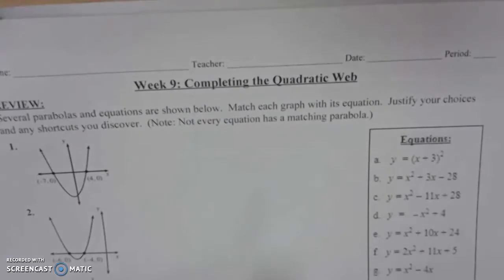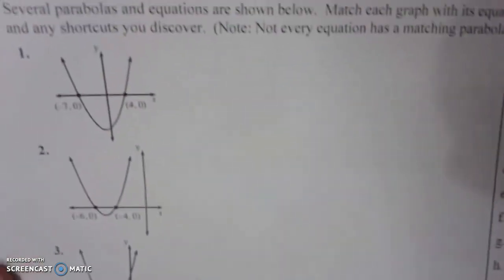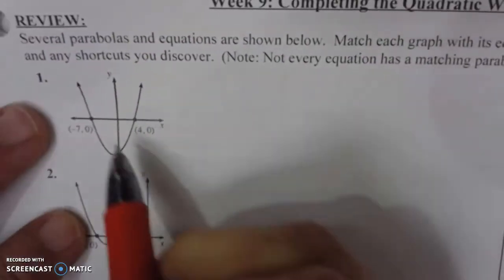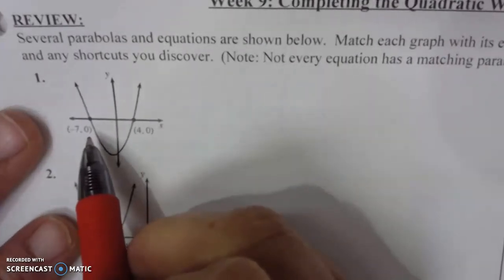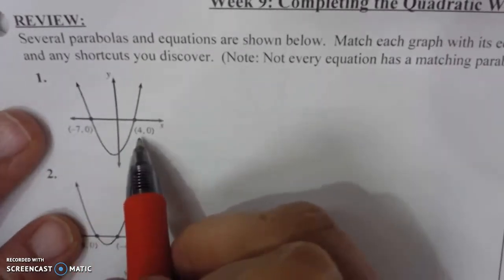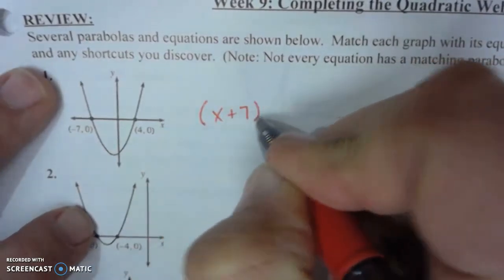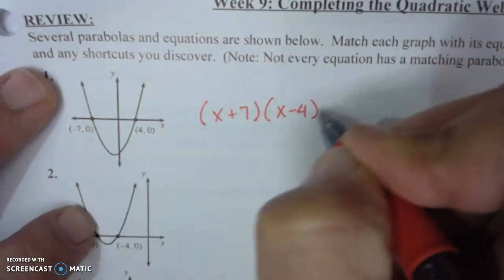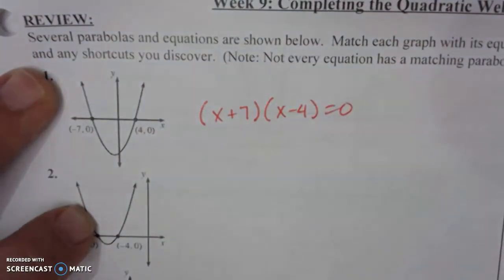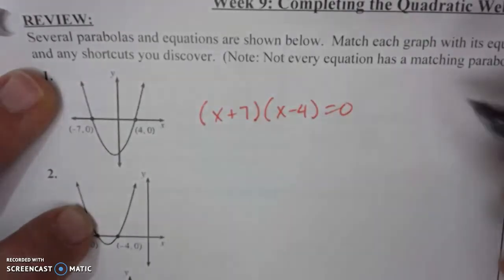And the best strategy is to look at each equation closer. Now you see that this y-intercept is -7 and a +4. That means you do the opposite. X plus 7, x minus 4 equals 0. That's going to be how we start that equation. And I'm going to multiply that out.